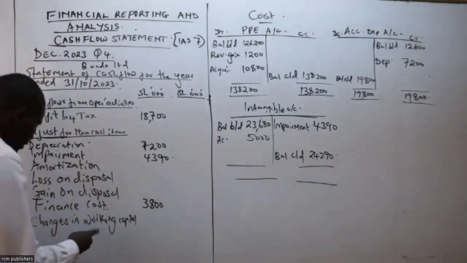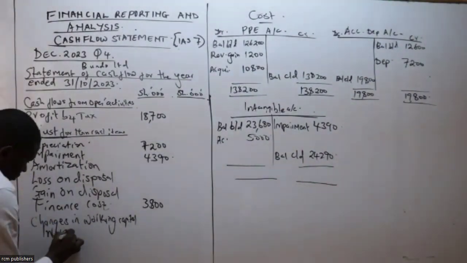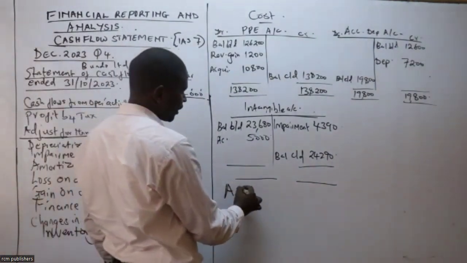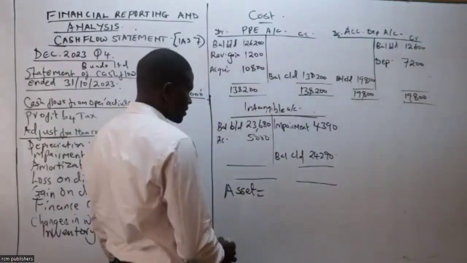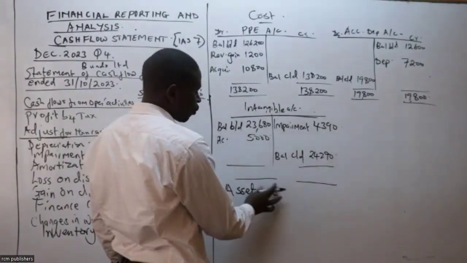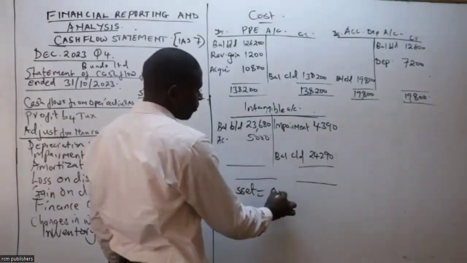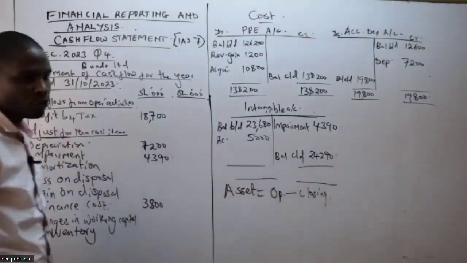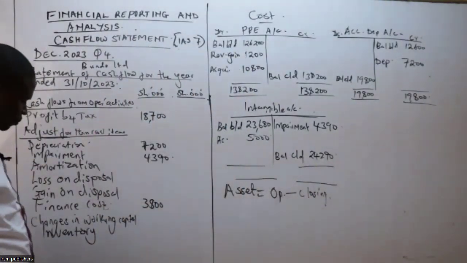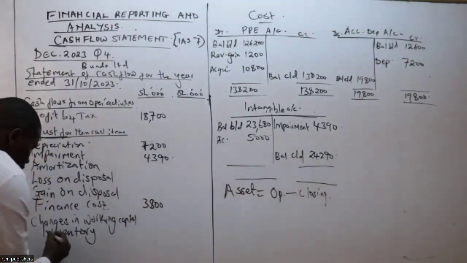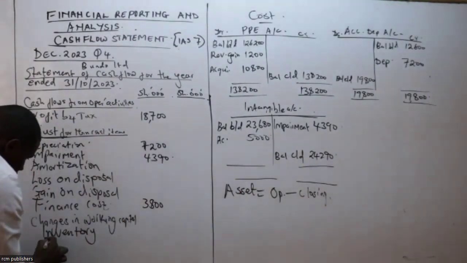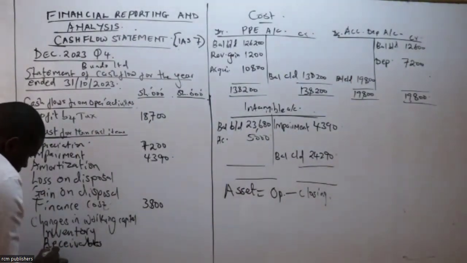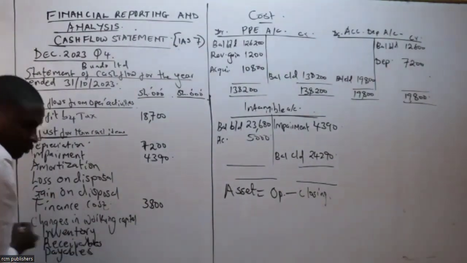from the first item that we had here, which is inventory. We computed it, but I say that for an asset, if you want to solve an asset, you just take opening minus closing, and you'd be in a position to get your figure. Then we got something on receivables, and on payables we also got something. So can you give us those?